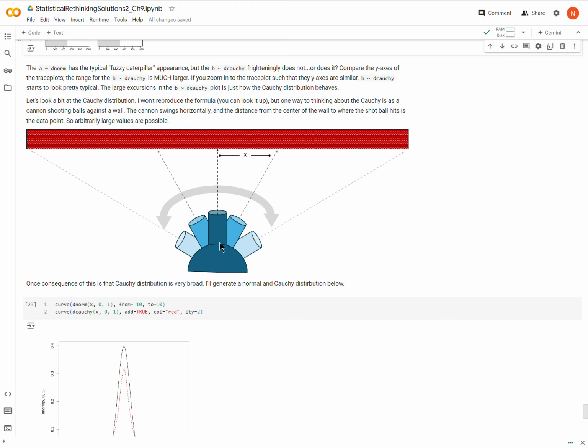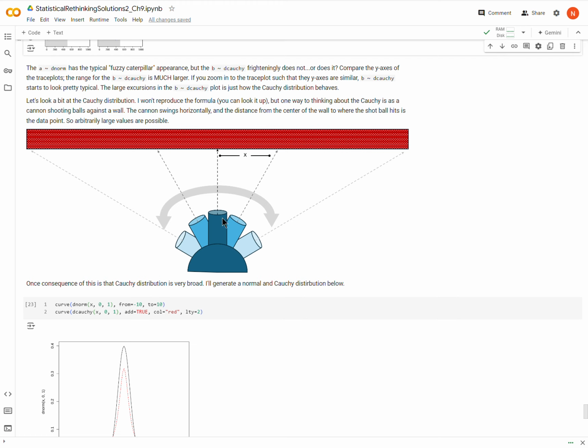illustrated here. Imagine that we have this cannon and it's shooting things, pellets, against a wall here. Hopefully it's not cannonballs or something, but something that won't destroy the wall. And this cannon is rotating on its horizontal axis, back and forth and back and forth. Wherever a cannonball hits, we're going to call that a data point, roughly. Actually, not where it hits, but the distance from center is our data point. So this distance from the center to here is our data point.